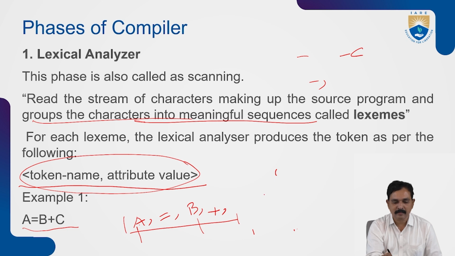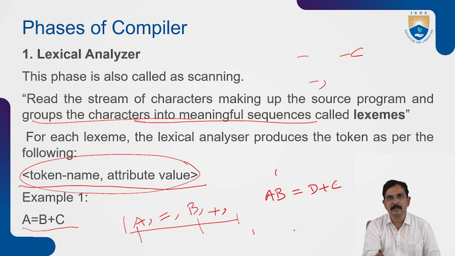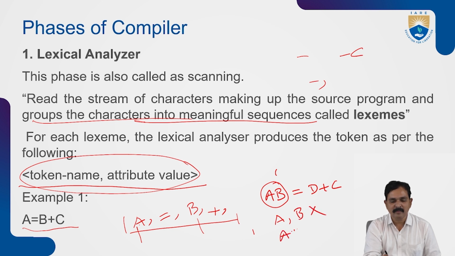The example is I am writing AB equal to B plus C. Here we have to do grouping totally for A and B. We cannot separate A and B. It is incorrect. We have to group in the meaningful sequences. Group the characters. Group the characters as one identifier. This is one identifier.